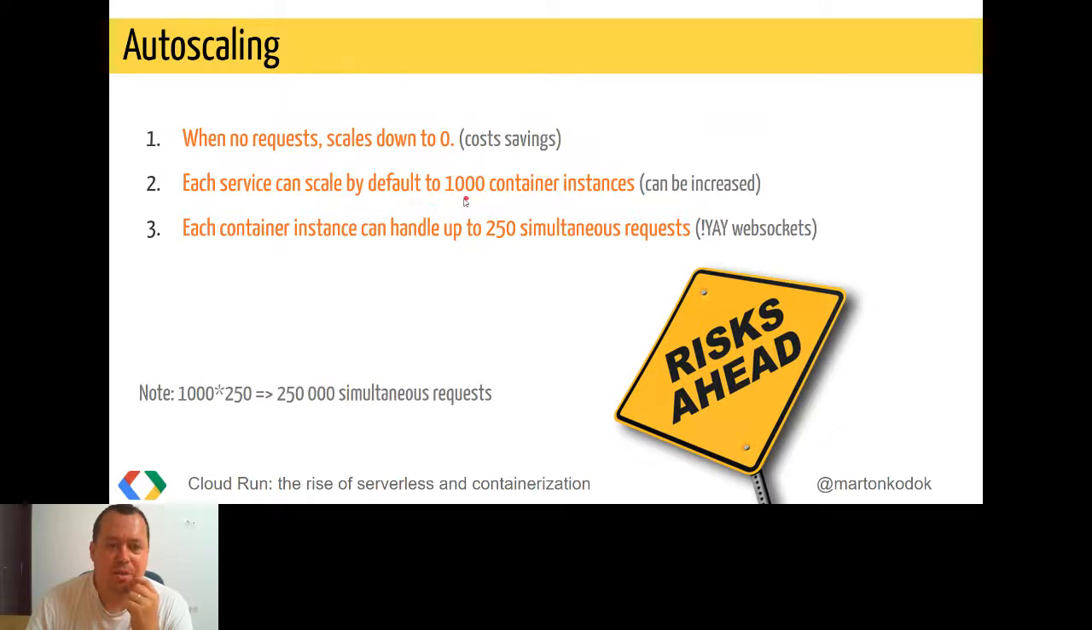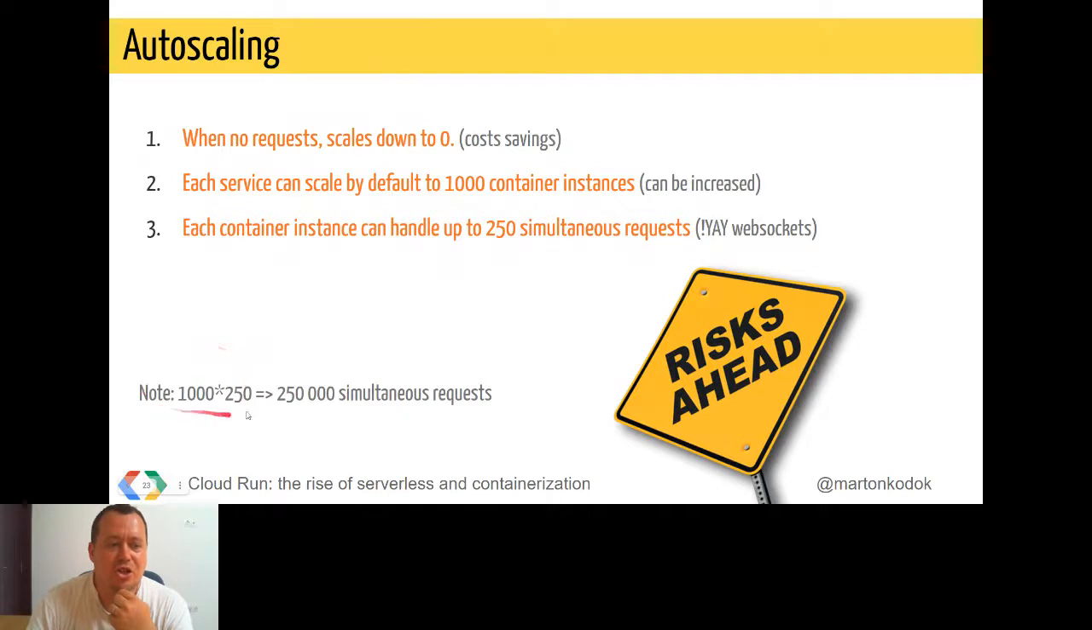What's important to understand here is that each additional container is a new CPU, a new gigabyte of RAM, whatever option you have, and it will incur costs for you. Then we need to understand that each container instance can handle up to 250 simultaneous requests, which is actually a feature because it lets you run WebSockets-ready applications, which need a lot of open requests, open internet sockets as well.